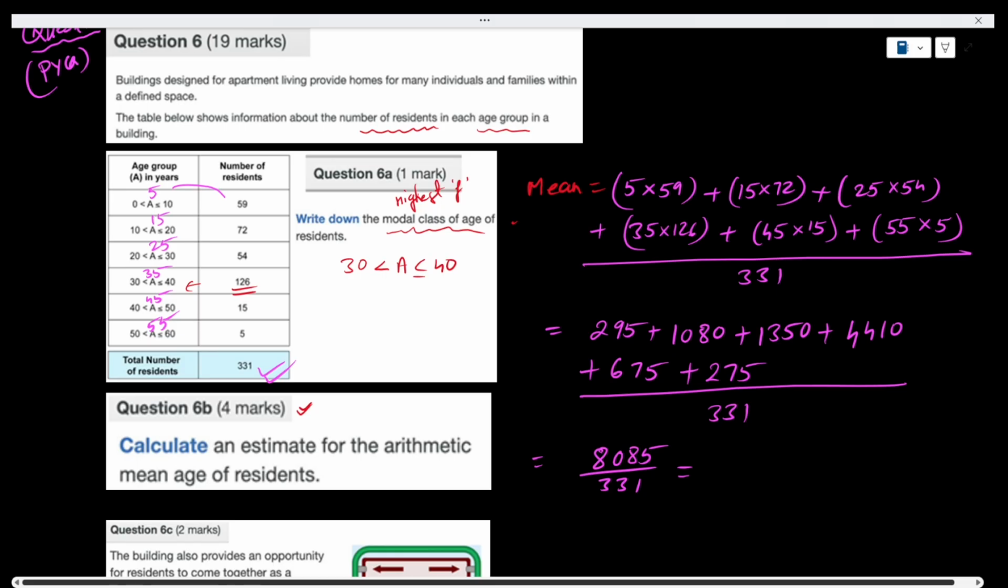That means how many approximately residents? It's coming as 20. The age group we are going to get here is 24.1 years, which is approximately 24 years. So 24.1 years is going to be your average here.